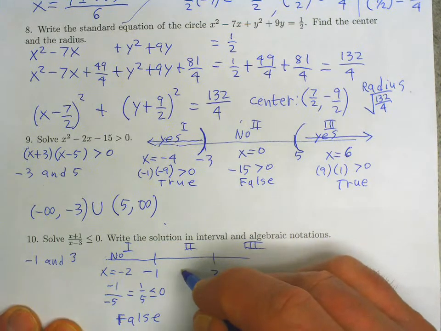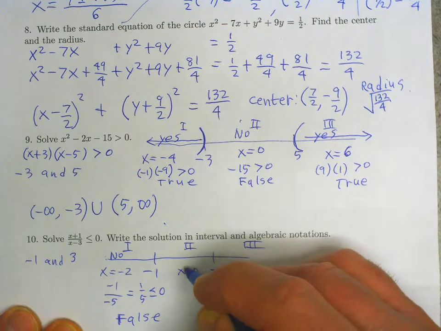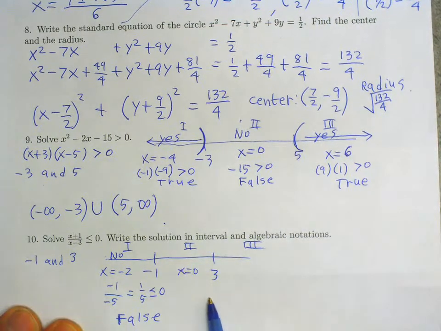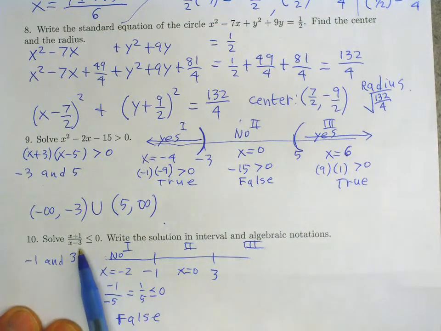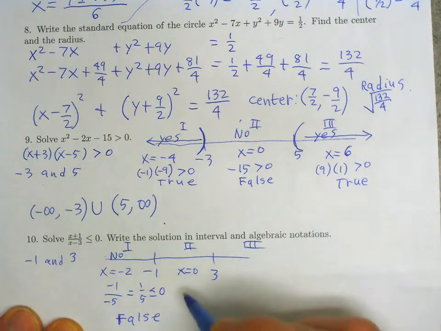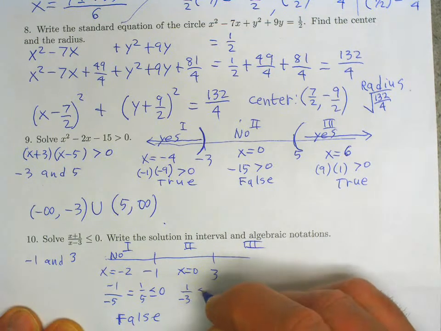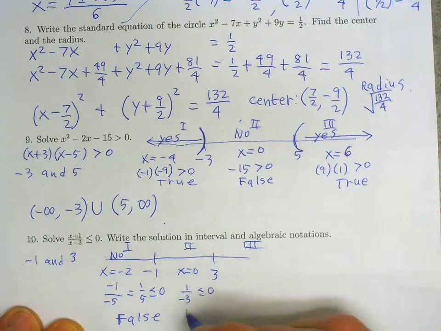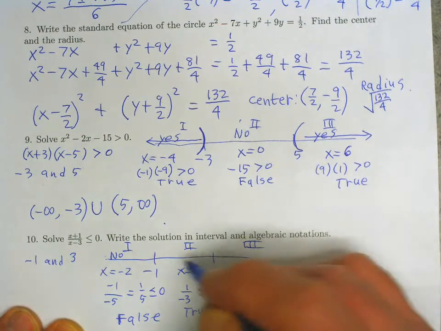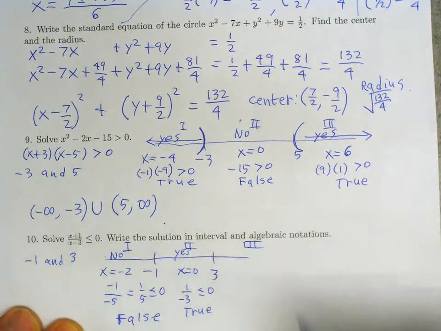In the middle interval, I'll pick x to be 0 for the test point. In the inequality, replace every x with 0. 0 plus 1 in the numerator is 1. 0 minus 3 in the denominator is -3. This is a negative number, and a negative number less than or equal to 0, that's true. So the numbers between -1 and 3 are solutions.